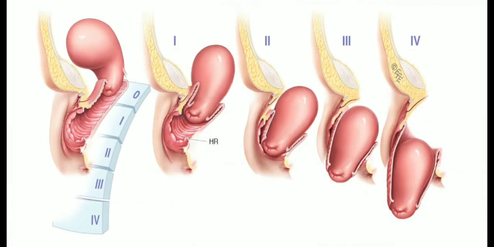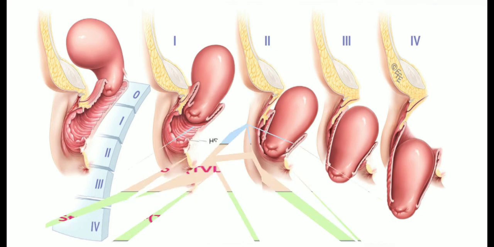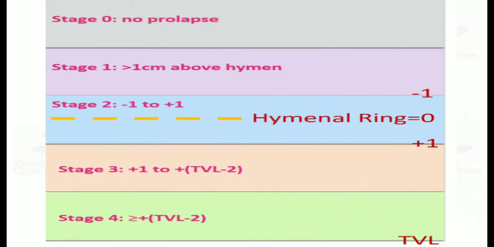Okay, so that is the whole explanation. Stage 1, 2, 3, and 4. Stage 0, no prolapse. Stage 1, more than 1 centimeter above the hymenal ring. Stage 2, minus 1 to plus 1. Then comes the hymenal ring. Stage 3, plus 1 to plus TVL minus 2, and stage 4, more than TVL minus 2.